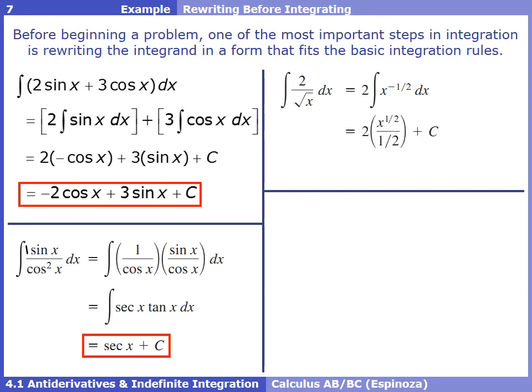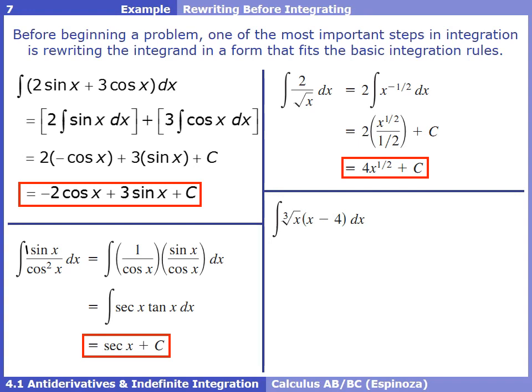We'll add 1 to the power, which gives us a positive half, and then we'll divide by that new power. Again, technically, that is the final answer, but we should usually aim to simplify these things, and when we take that fraction and multiply by the reciprocal to the front, we'll end up with 2 over 1 times 2, which is 4, x to the 1/2 plus c.